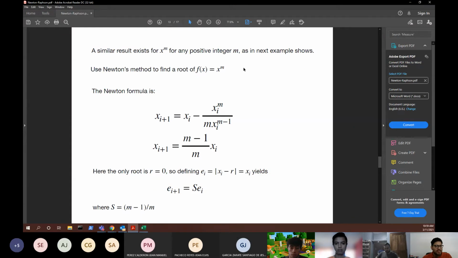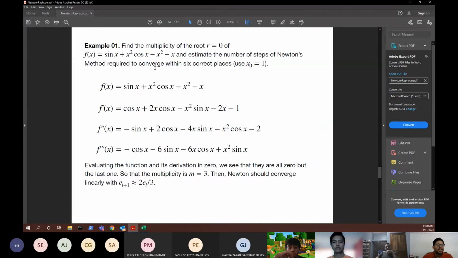O sea que si tenemos x cuarta, por ejemplo, en lugar de x cuadrada, va a ser ¿qué? 4 menos 1 dividido entre 4. 4 menos 1 es igual a 3, entre 4 sería 3/4. Va a ser en este caso el valor de s o el valor de m para esta función. Si tuviéramos un valor de 5, va a ser 5 menos 1, 4/5, y así sucesivamente para este tipo de funciones. So we are just generalizing the functions. Okay, so let's continue.